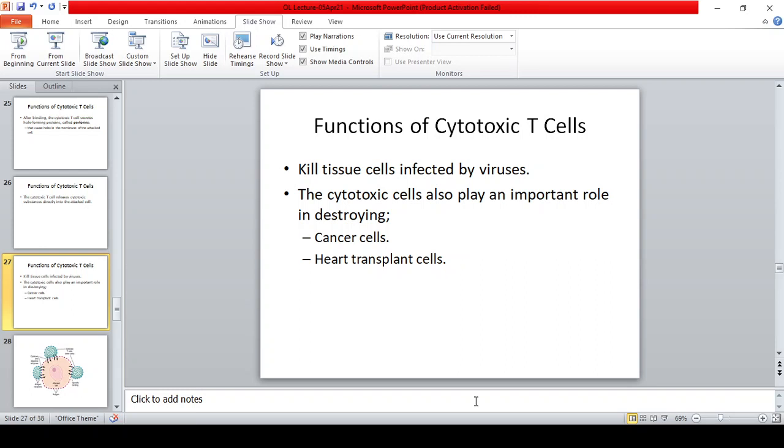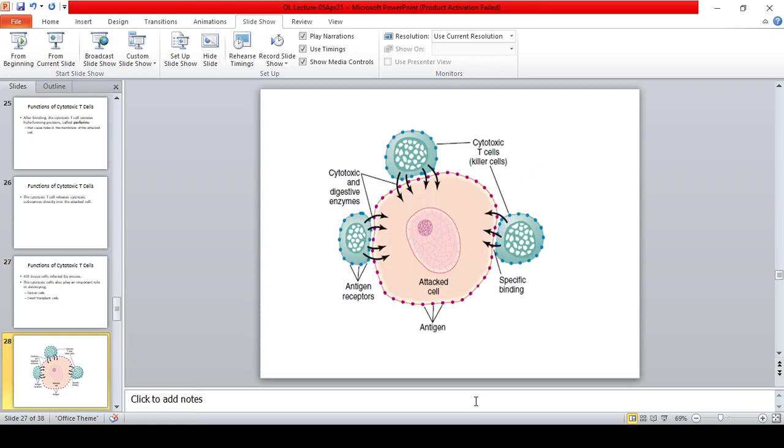Now, the cytotoxic T cells can kill the tissue cells infected by the viruses. In addition, the cytotoxic T cells also play an important role in destroying the cancer cells and the heart transplant cells. In this figure, you can see the direct destruction of an invading cell by a sensitized lymphocyte.